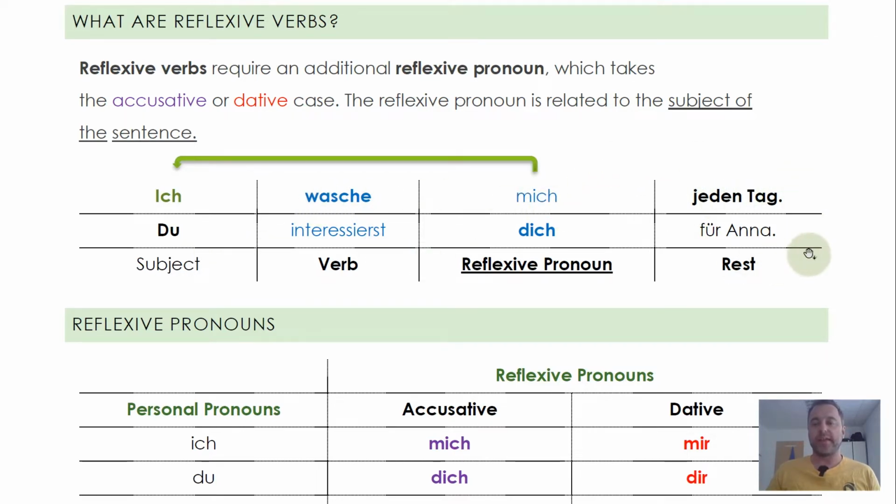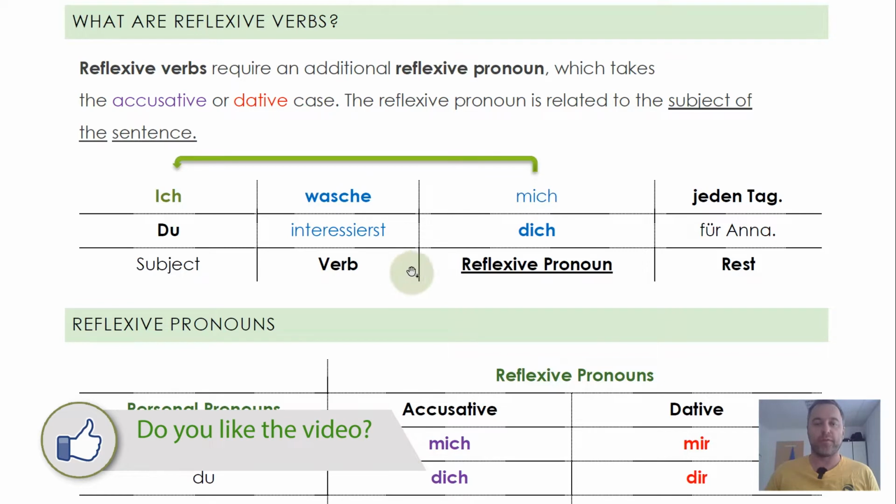Du interessierst dich für Anna. You're interested in Anna in English, but in German, the word by word translation is you interest yourself for Anna. So that sounds very weird in English. So here you have to keep in mind the translation is not always the exact same thing in German like it is very, very often. But with reflexive verbs, you have to pay attention.